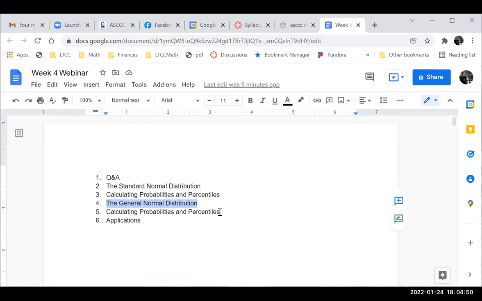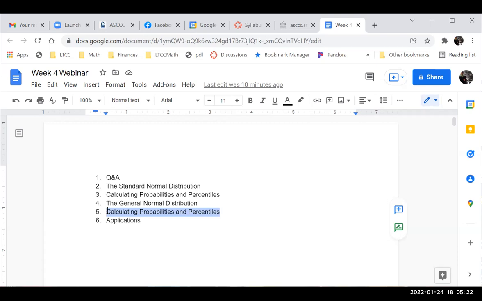And we'll talk about calculating probabilities and percentiles when we have a general normal distribution. And the good news is the calculator does it for you, but you have to know what to put in. Okay. So that's the good news. If you had to do it by hand, it wouldn't be fun. Trust me, unless that's what you love to do, but I doubt it. It's brutal. And then after that, we'll do an application or two.